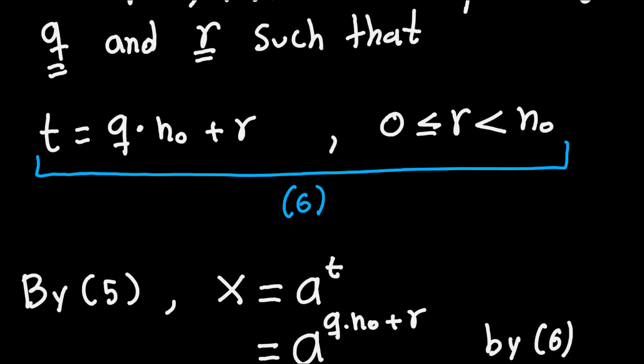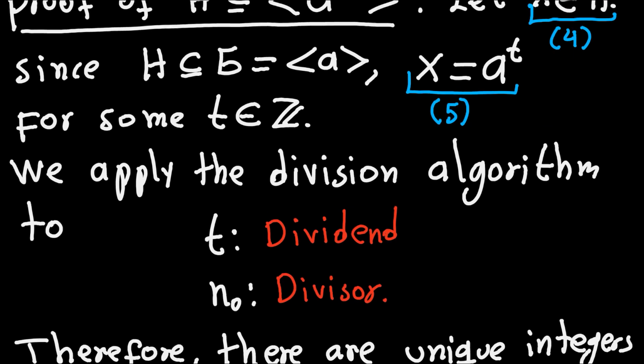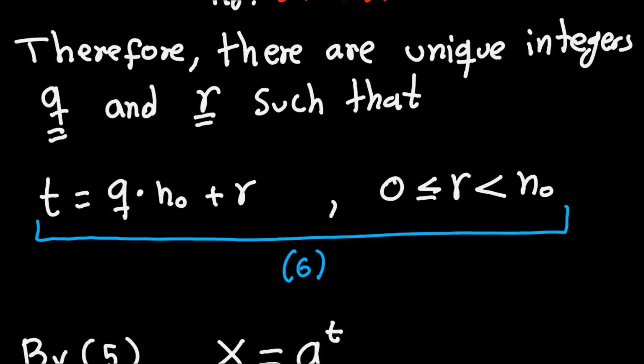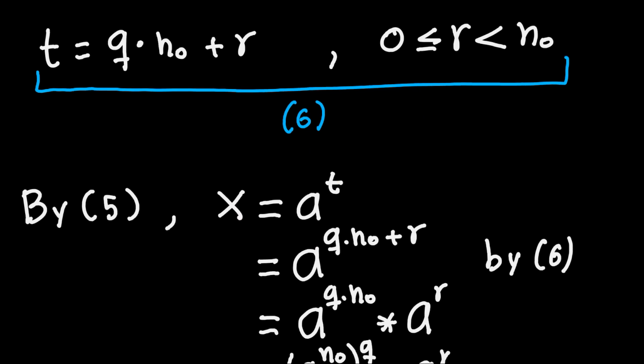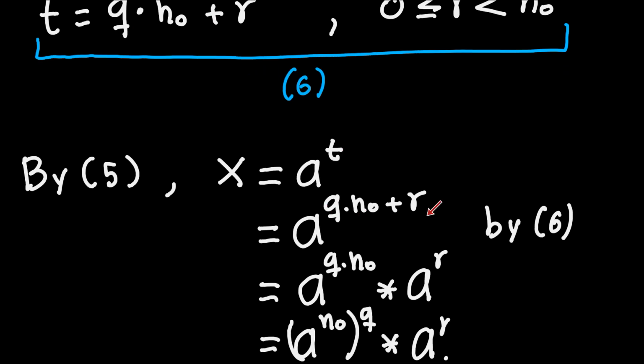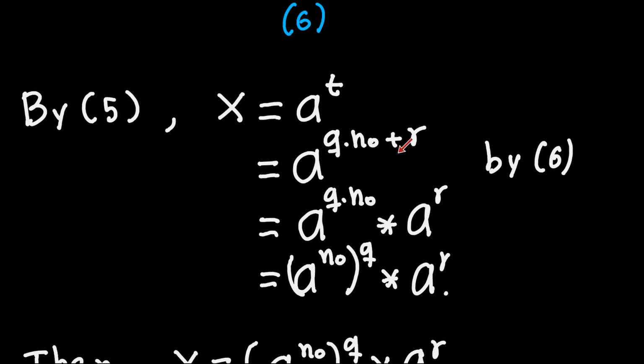Now, by number 5, X is equal to a power of A. So if that is the case, I can replace this T here. So X is equal to A to the T. I can replace this T by this equation that I have here. So I'm going to replace T by Q times n naught plus R. So I'm going to replace the exponent here. We have done this trick in some other proofs as well. So I'm going to split this up using the laws of exponents for groups. So this is addition, and it is going to split into A to the Q times n naught star A to the R.